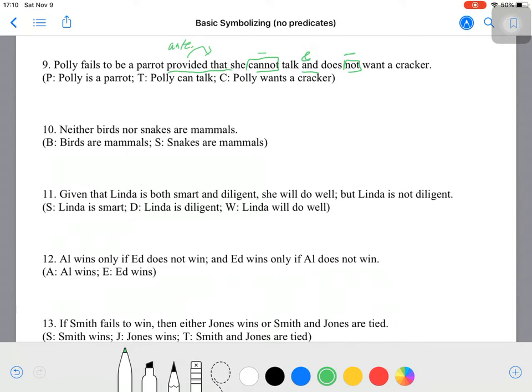And one of the things to think of is that we're going to want to group everything over here together. So we could just translate she cannot talk and does not want a cracker. But let's just go ahead and underline some things. So Polly fails to be a parrot. I also missed the fail, so that's going to be also a negation. And Polly's a parrot is P. Polly can talk is T. And Polly does want a cracker is C.